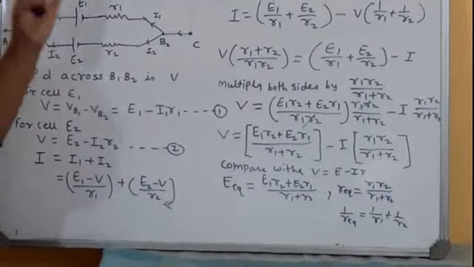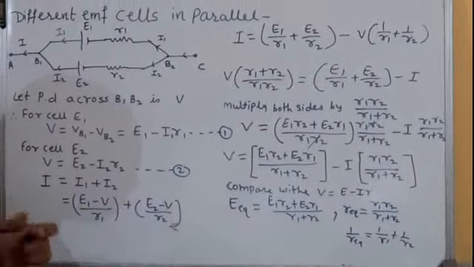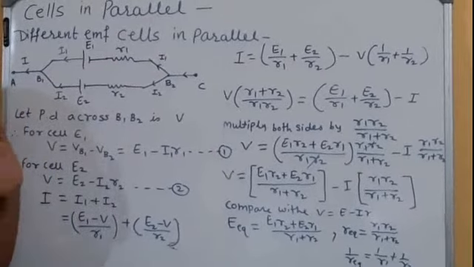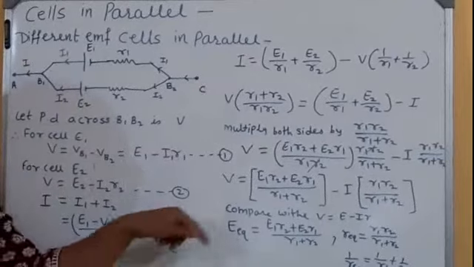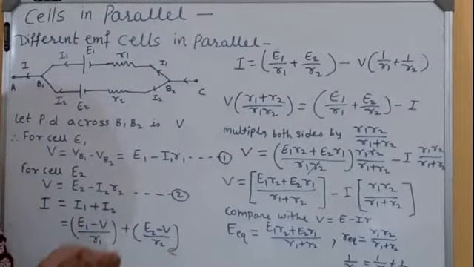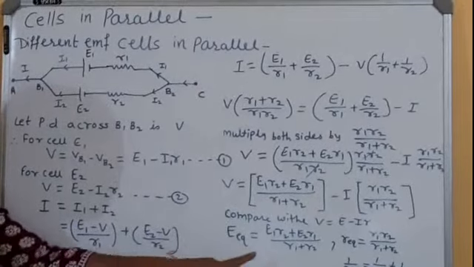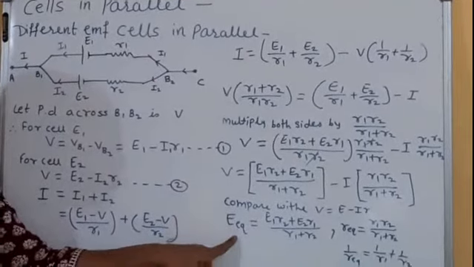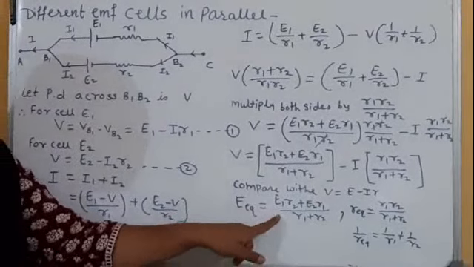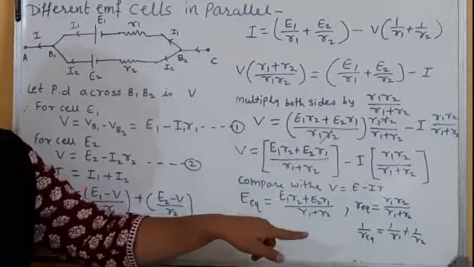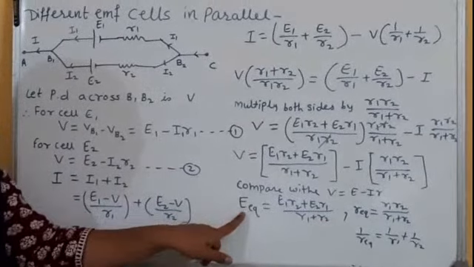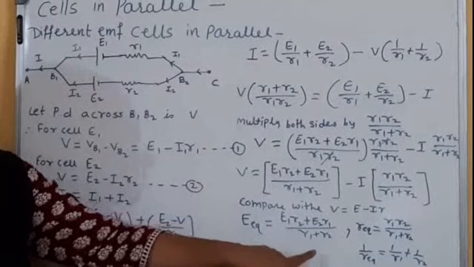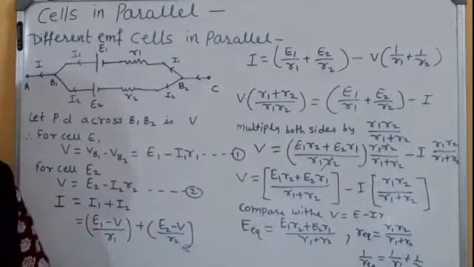Now see, we have done a lot of mathematics here. For what? Just to see that when cells are connected in series, the EMF depends only on the EMF of respective cells. But here when cells are connected in parallel, the effective EMF of combination depends on internal resistance also. So equivalent EMF depends on EMF of cell as well as their internal resistances.